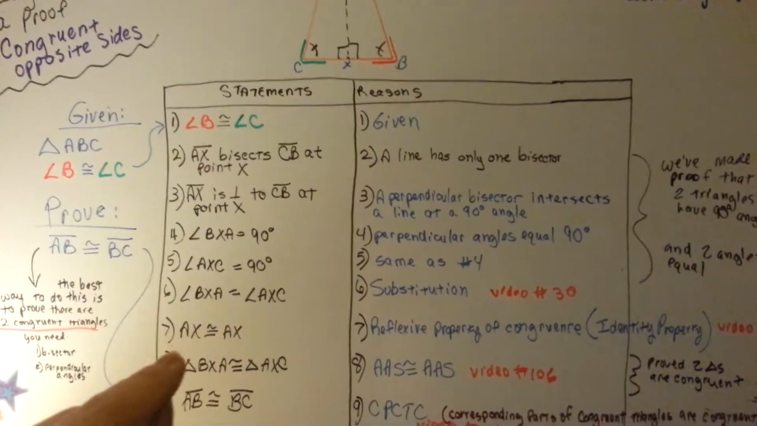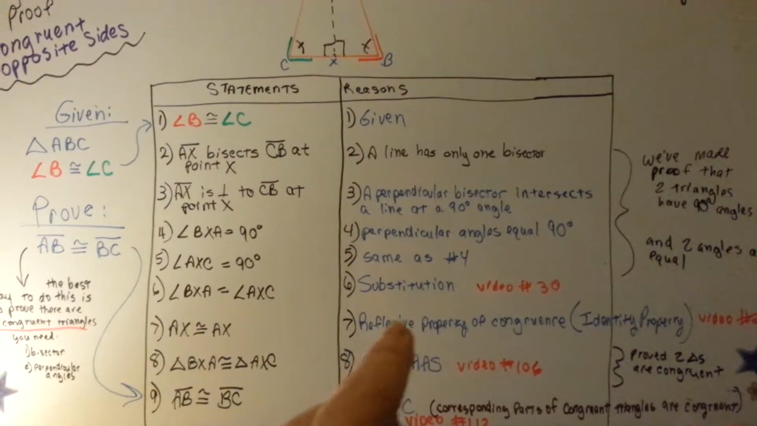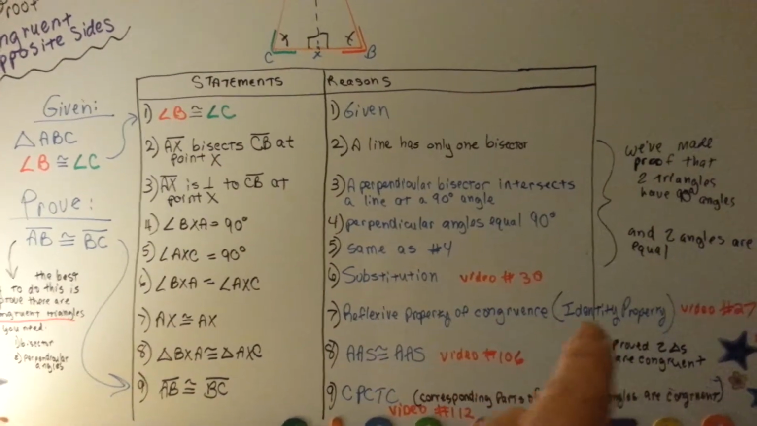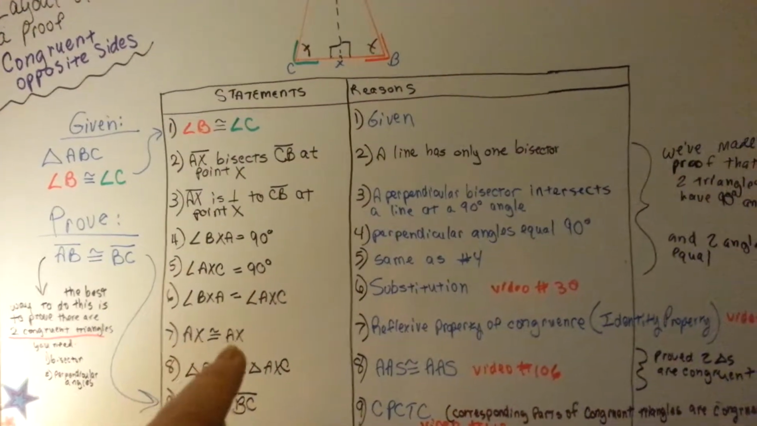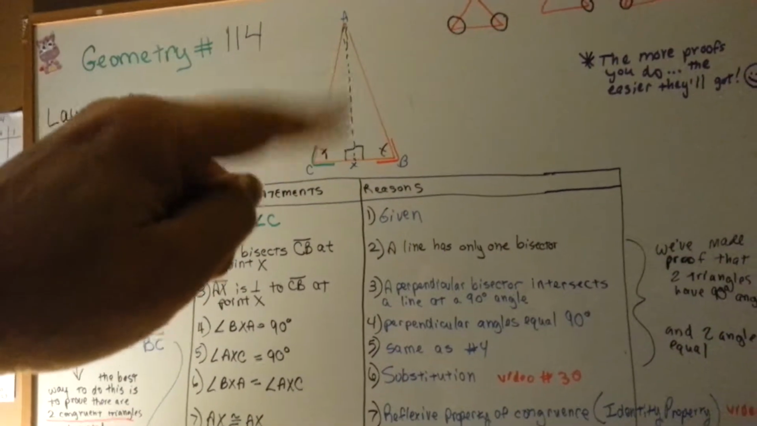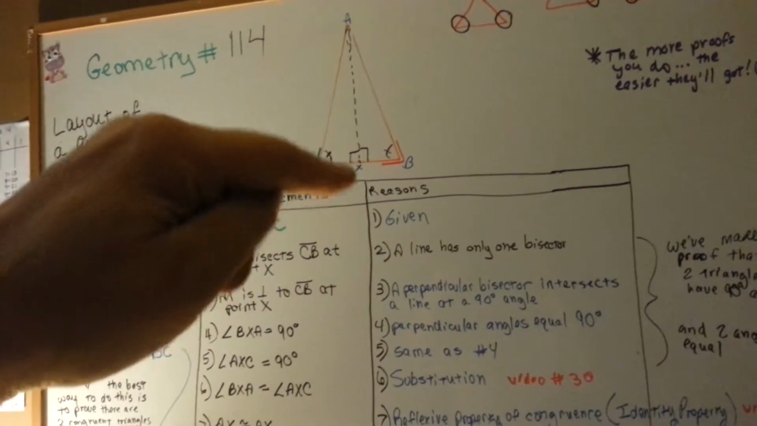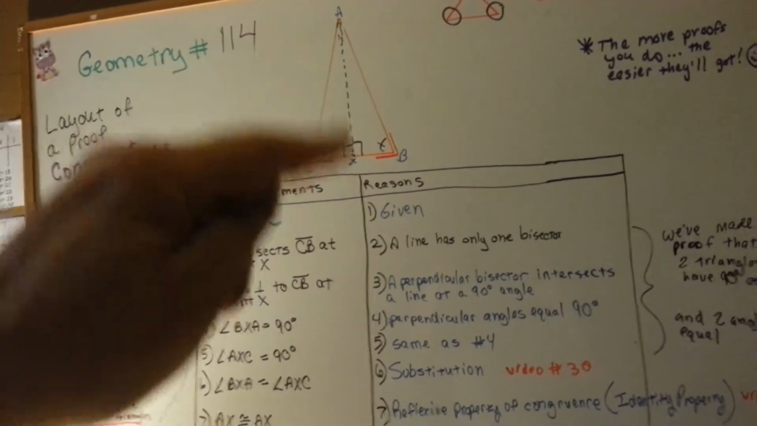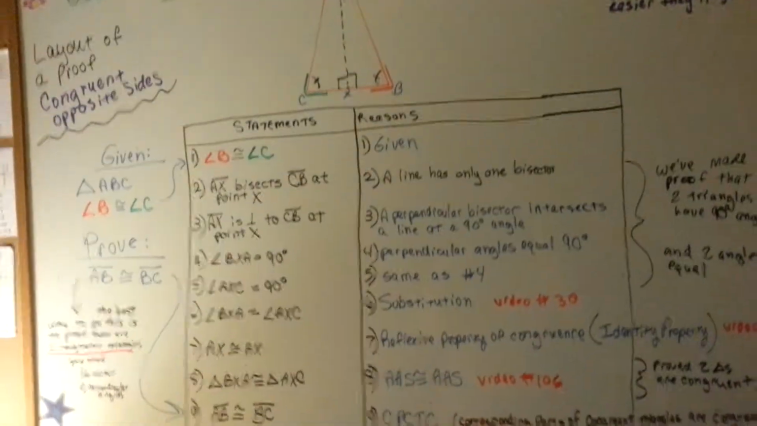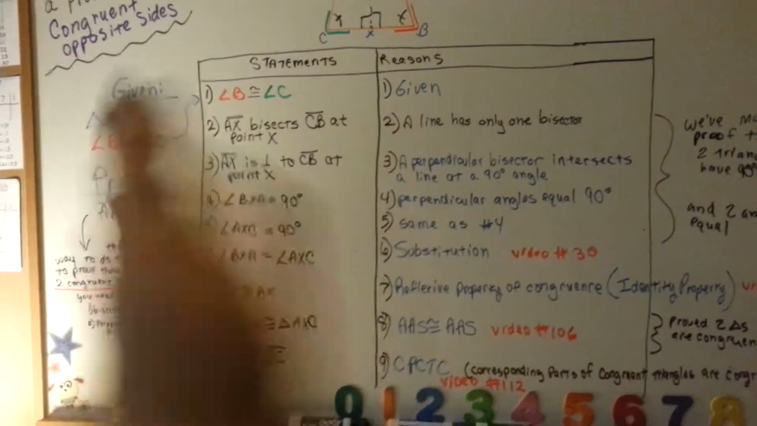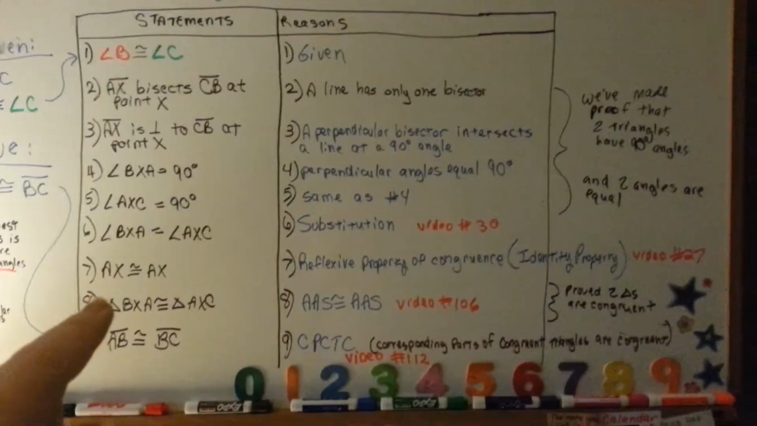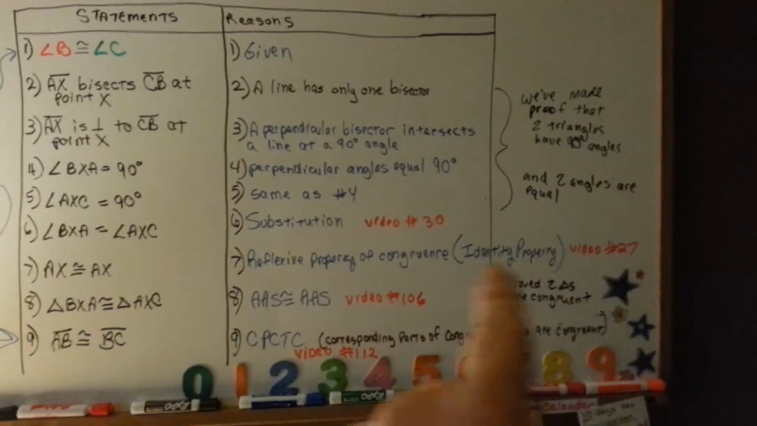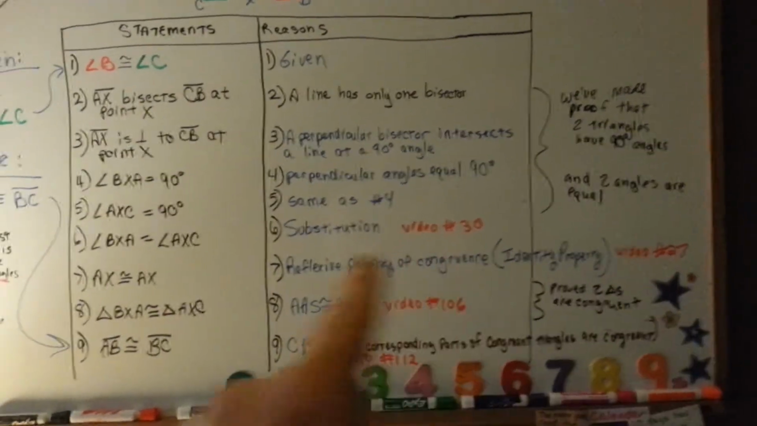Okay, and now because of the reflexive property, which is also identity property, we can say that AX is congruent to AX. This line is congruent to this line because you've now got two triangles and that side is congruent. And it's reflexive of itself, okay? And if you don't know what that is, you can go back to video 27.